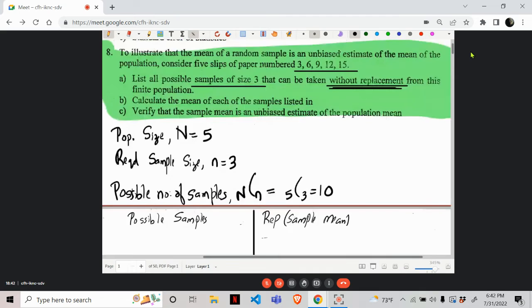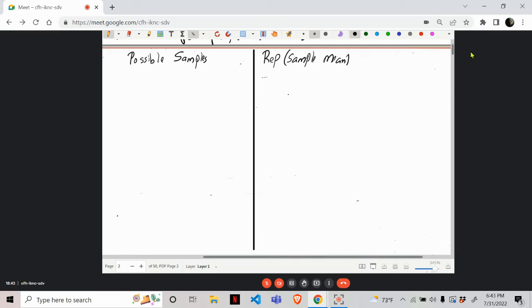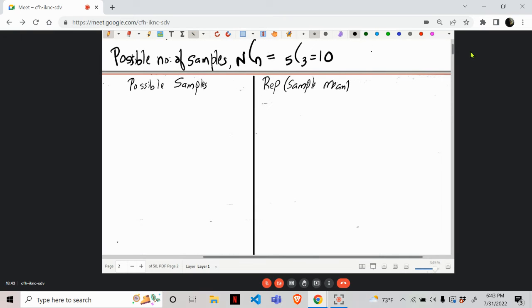And here you write representative. I don't know how many of you read the question properly, but can you see? Calculate the mean of each sample. That is why I'm writing the representative. Okay, now tell me the population. What are the members of the population, Sumit? 3, 6, 9, 12, 15, right, Sumit?